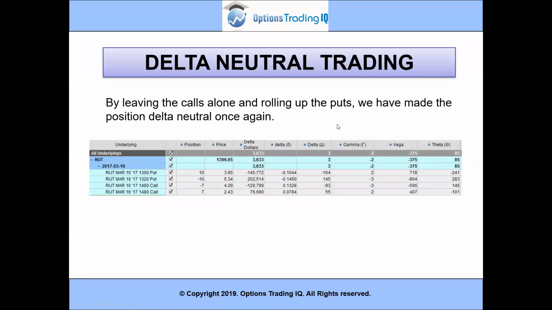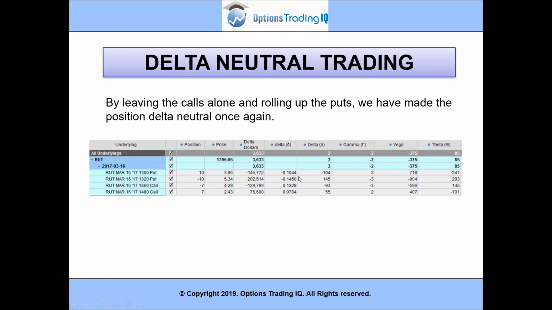So by doing that adjustment, once again, two advantages. We've neutralized our delta and we've brought in some more premium. We've added more profit potential into the trade. Okay, we've added a little bit more risk to the trade because we're now a lot closer with our puts and our position's a lot narrower than it was. But all of our risk parameters are fine.